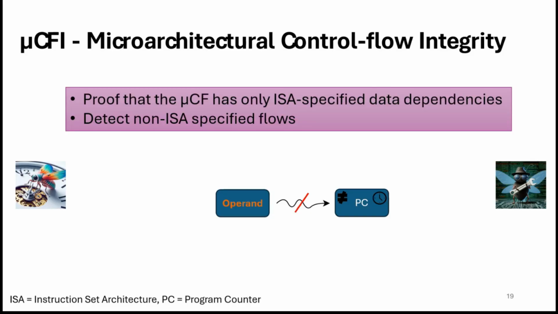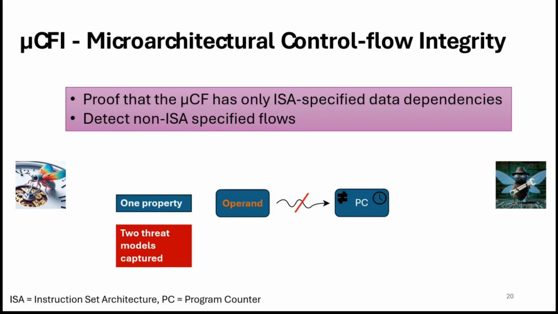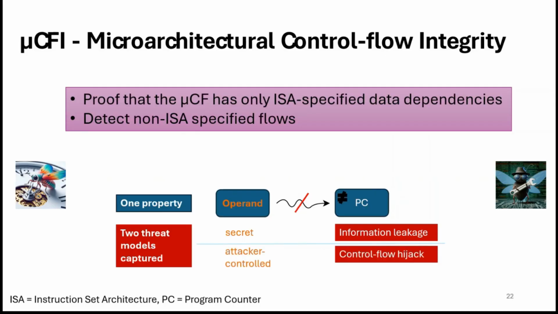This property is specified as an information flow from operand to the program counter. With this one property, we capture these two threat models. If we consider the operand of one instruction as a secret, and it changes the update time of the program counter, then information can leak via a timing side channel. Or, on the other hand, if the same instruction would read data and we consider this as attacker-controlled data and it can write into the program counter, then a control flow hijack attack is possible.